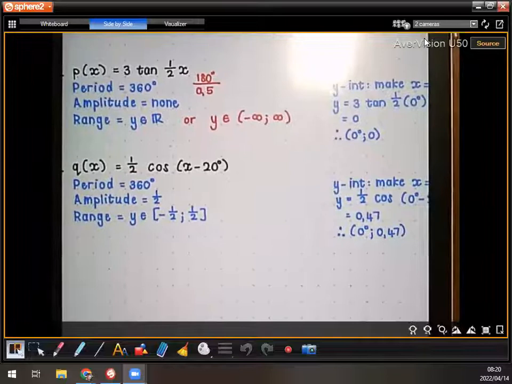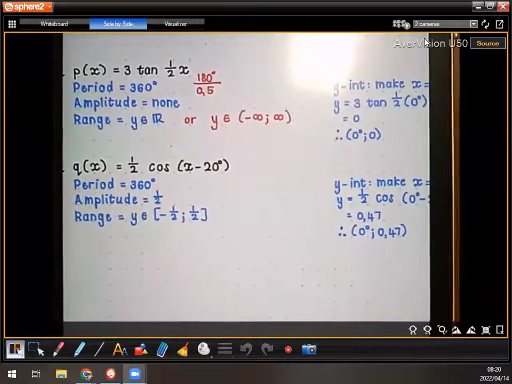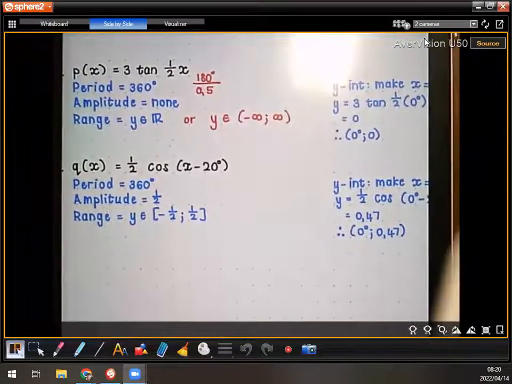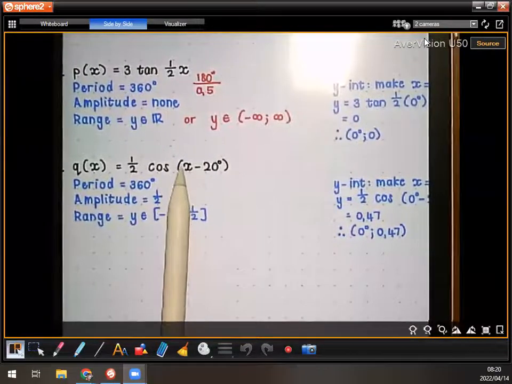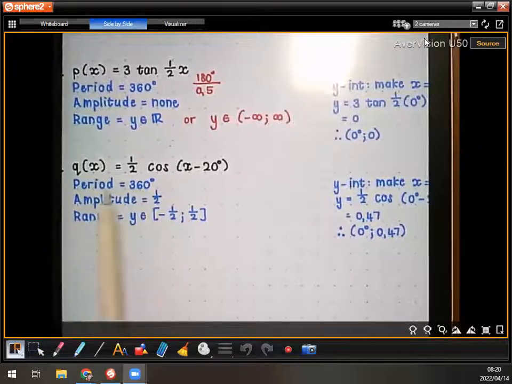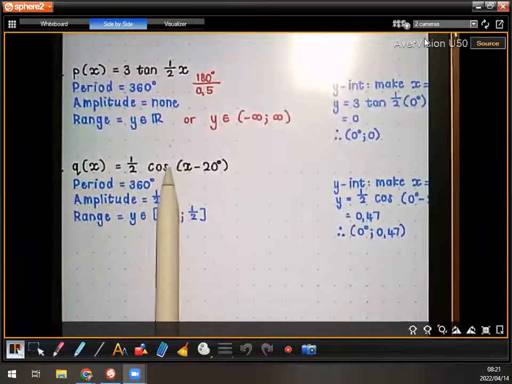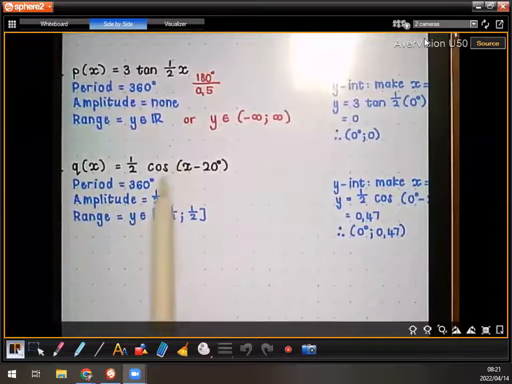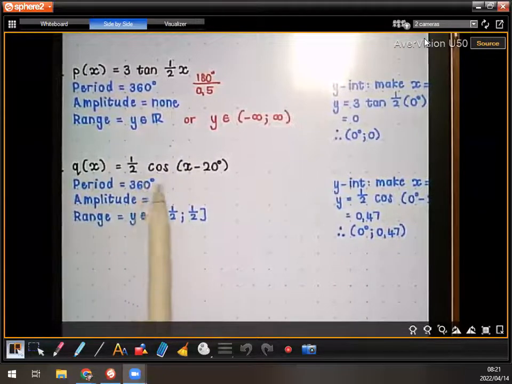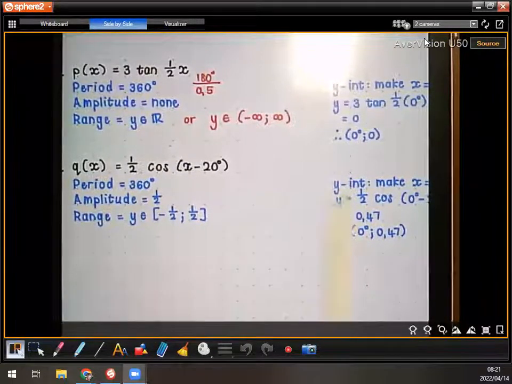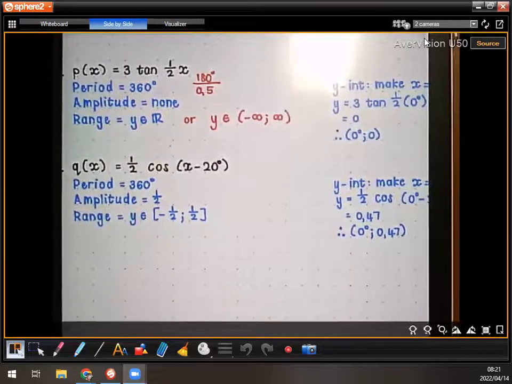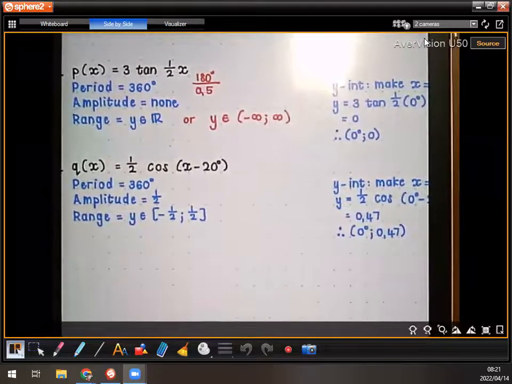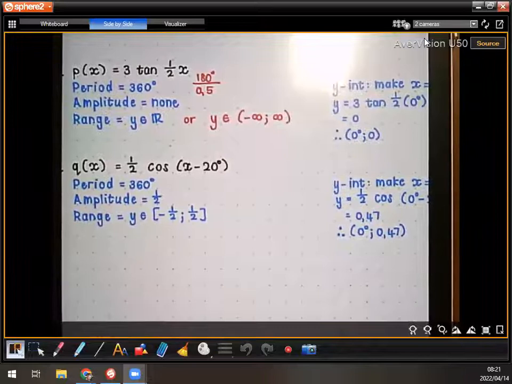Okay, for Q, if we want to use the calculator, we're going to have to type in a different starting value. It's not so complicated, this one, because there's no number in front. So the period is the normal period of a cos graph, right? There's no number in front of the x or in front of the bracket, so it's just 360. And this period doesn't change. The amplitude is the number in front of cos, so the amplitude is a half. That actually means that if the middle value is at 0, you're going to go up to a half and down to negative a half.